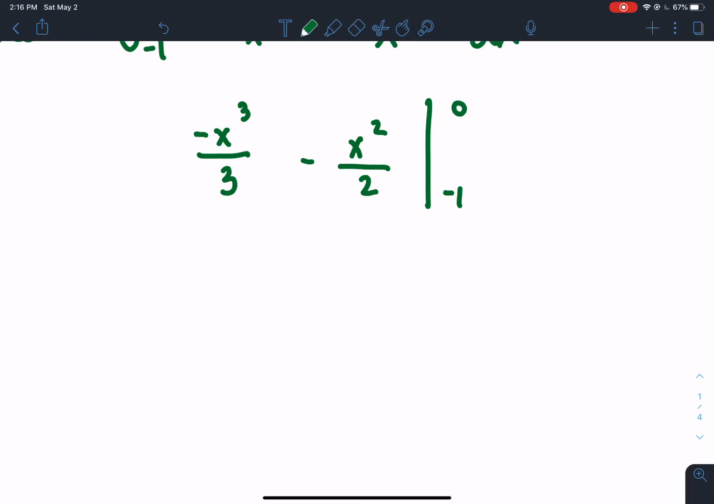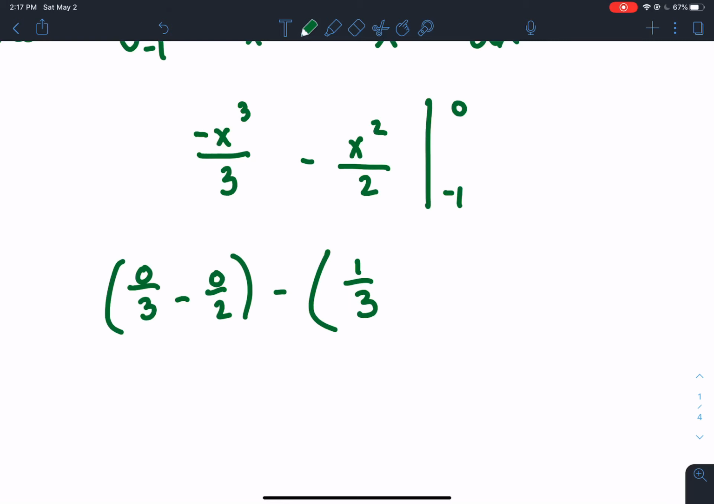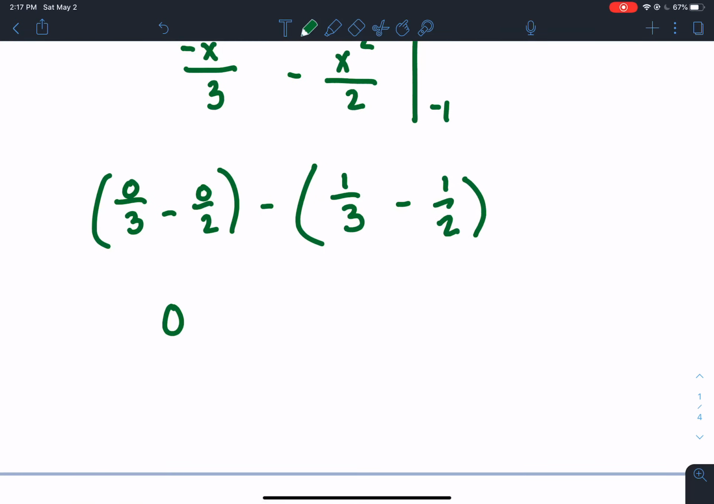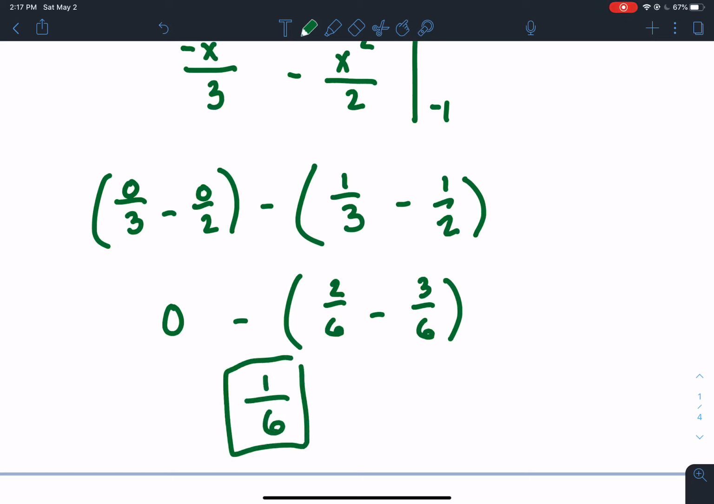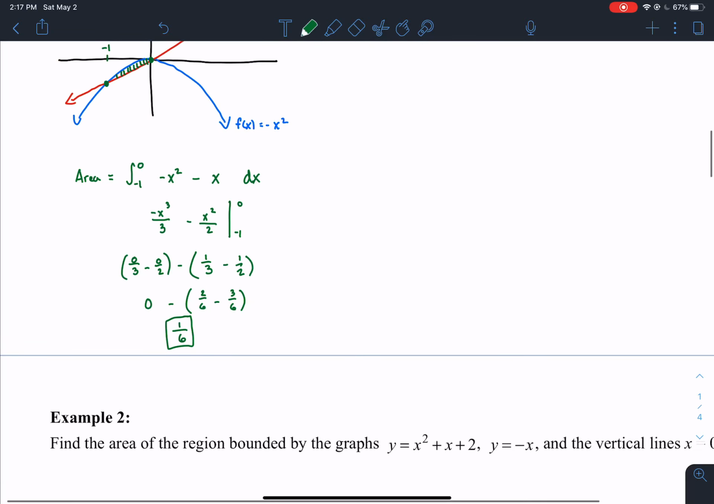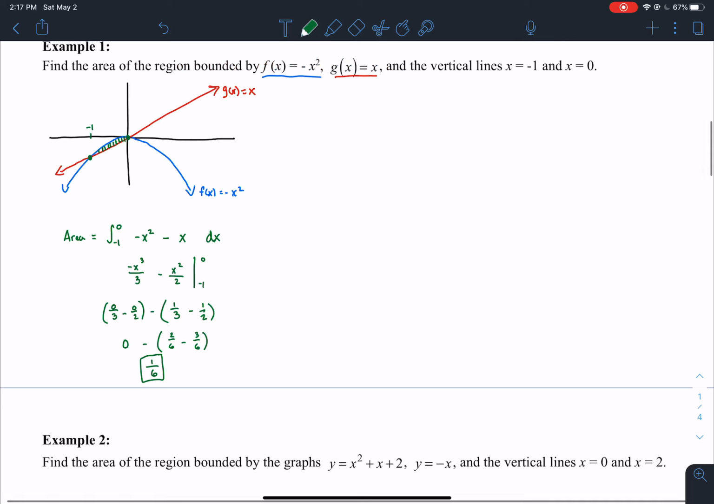Okay, so when you plug in 0, you get 0 over 3 minus 0 over 2 minus, this is going to be positive 1/3 minus 1/2. So this ends up coming out to be 0 minus, so this is 2/6 minus 3/6, which is -1/6 times the -1 out front becomes positive 1 over 6. So that would be your answer for that one.